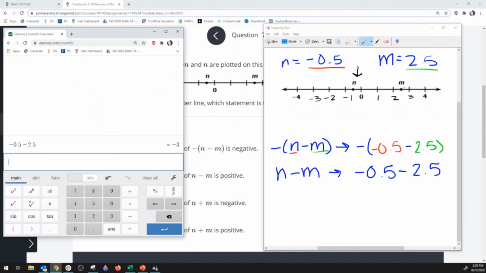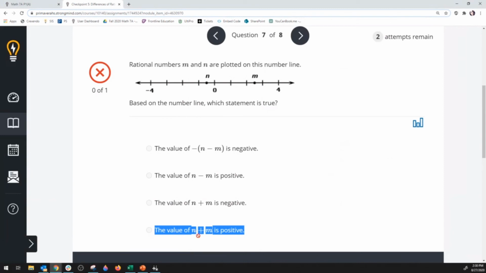Let's double check it. On both of the next two, we have n plus m, right? So n plus m. I have negative 0.5 plus 2.5. If I double check that in my calculator, I get a positive 2. So the value of n plus m, when I add them together, would be positive. So yes, Micah, you are correct. And then let me know when you both are ready, and we'll do that last question on the checkpoint.